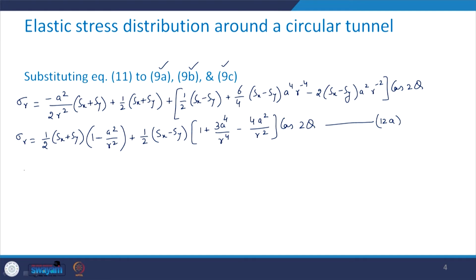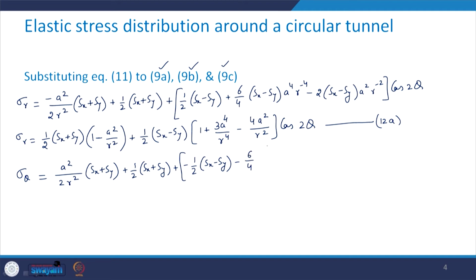Now, what will happen to sigma theta? This is going to be a square upon 2r square into Sx plus Sy, plus half Sx plus Sy, plus minus half Sx minus Sy minus 6 upon 4 Sx minus Sy a to the power 4 r to the power minus 4, into cos of 2 theta.